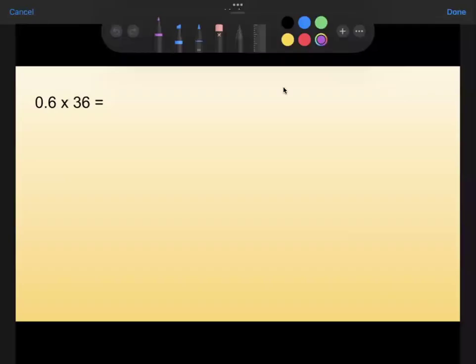Okay, here is our next example. We're going to take the number 0.6 and multiply it by 36. So again, I'm going to completely ignore the decimal that is in the 0.6 at first, which would give me 0, 6, and then I'm going to ignore that 0 in front because having 0 tens, I don't really need to put that into the multiplication problem. So because I'm doing standard algorithm, I need to put the number that has the most digits on the top. So I'm going to put 36 up here and the 6 down here.